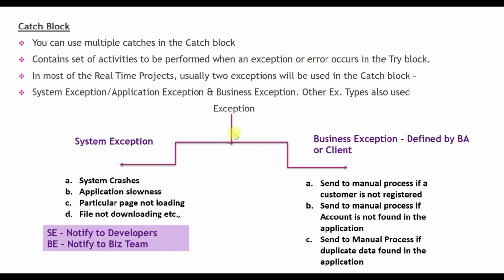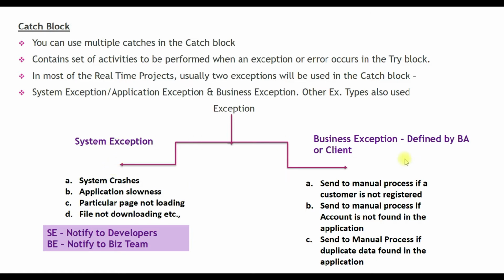Okay, we are classifying exceptions as system exception or business exception. System exception: any exception that occurred due to something system related or application related, you can bring it under system exception, that is system crashes or application slowness, a particular page is not loaded or a file not downloaded due to an application issue. All these things you will be able to handle under system exception. This is categorized as system exception.